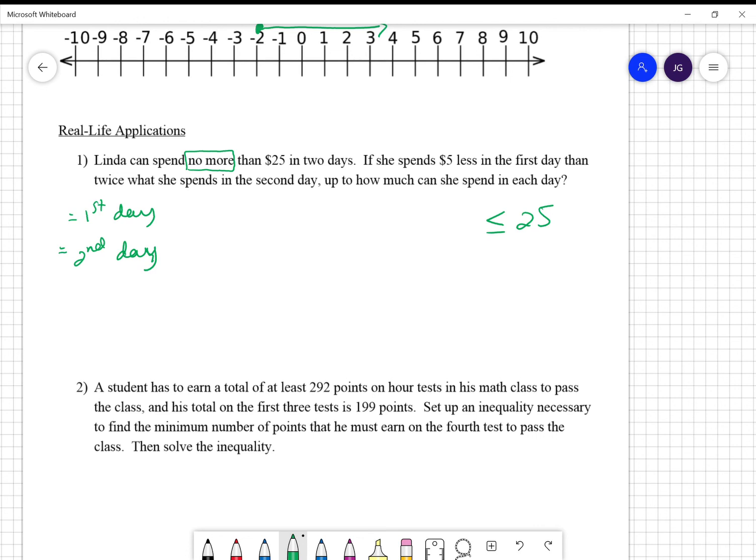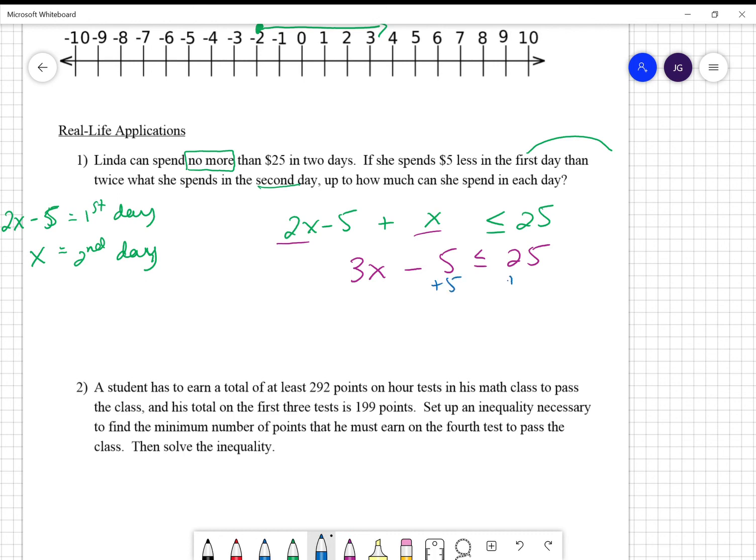Okay. First day is being compared to the second day. So the second day is X. $5 less than twice what she spends. So $5 less is take away 5, and twice is 2 times. So my equation is what she spends both days, 2x minus 5 plus x. I can combine my like terms. 3x minus 5 is less than or equal to 25.